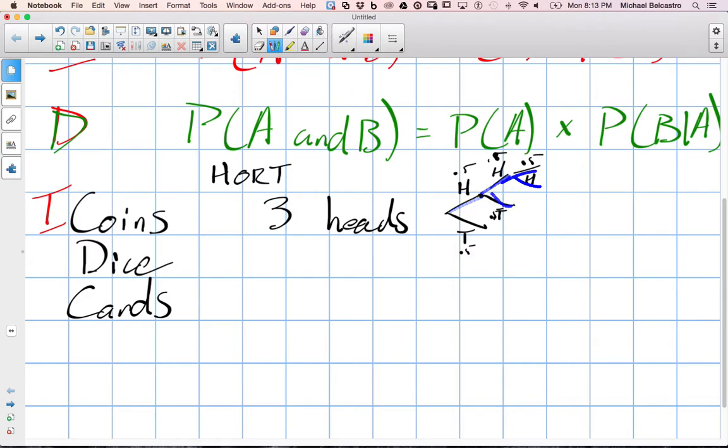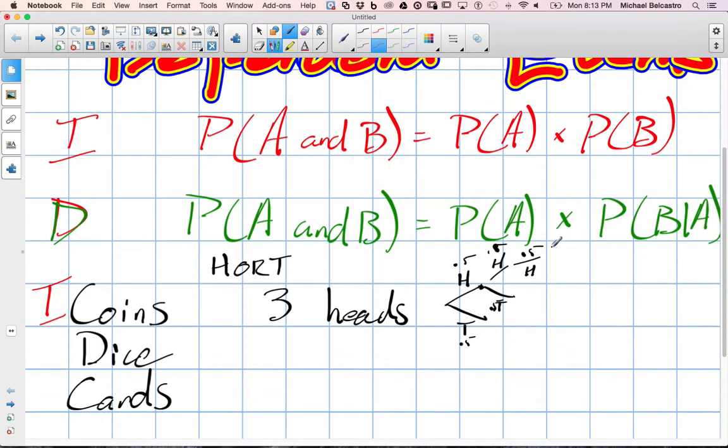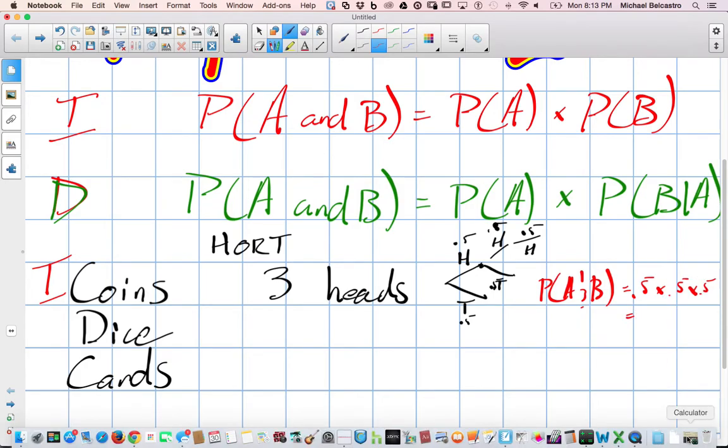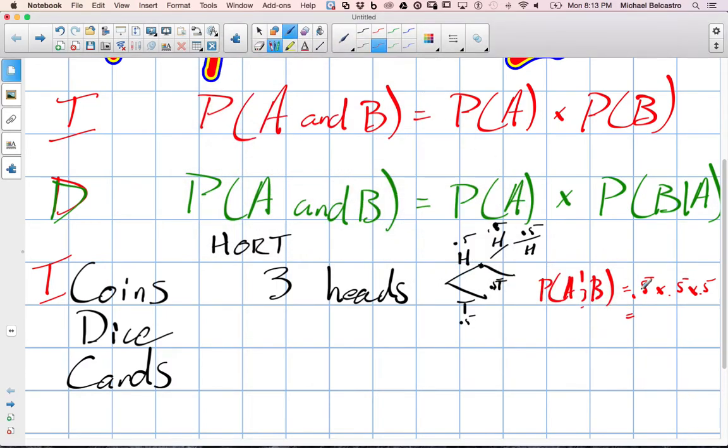So the probability of getting 3 heads, because we just discussed how it's the probability of event A times event B, and then event C, would be 0.5 or 50% times 0.5 times 0.5, so 0.5 cubed. Let's do 0.5 to the power of 3, which is 0.125. So the probability of that event happening is 0.125 or 12.5%, getting 3 heads in a row.